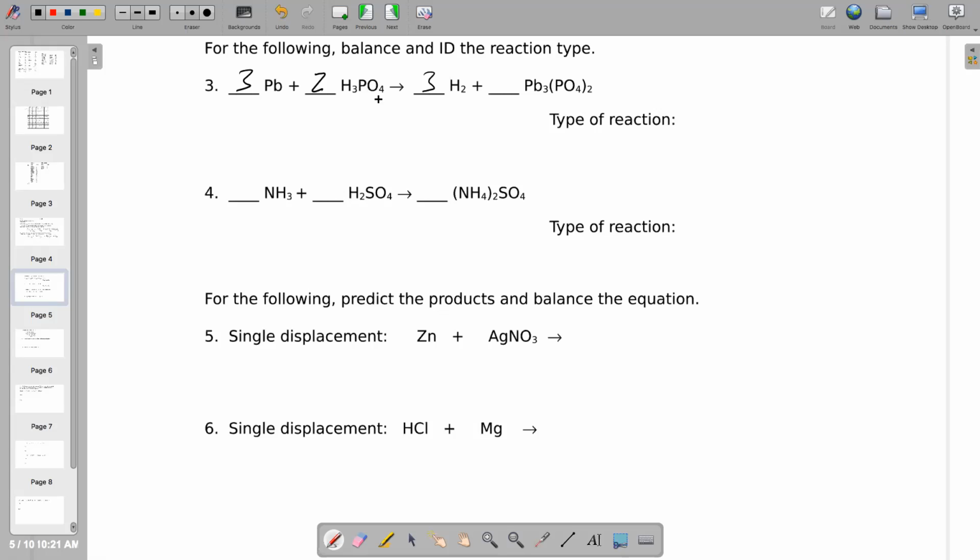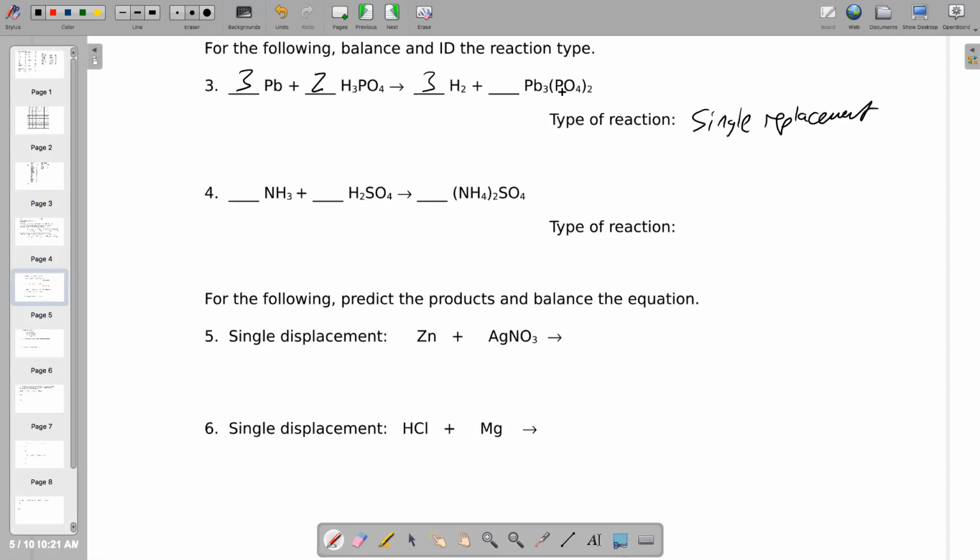And then you got these phosphates, and they're all fixed because there's 2 PO4s and there's 2 PO4s. So that's it. And here, the lead replaces hydrogen. And the hydrogen goes by itself, and the lead goes with the phosphate. That's a single replacement reaction. You can also tell it's single replacement because it's an element and a compound make an element and a compound.